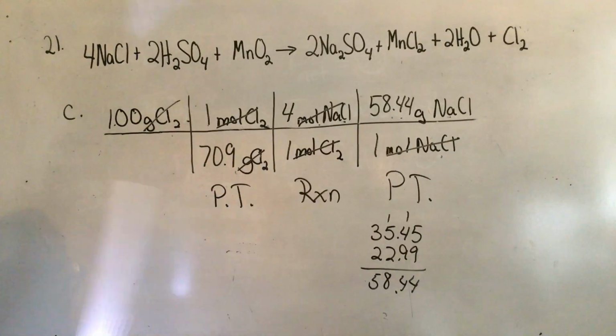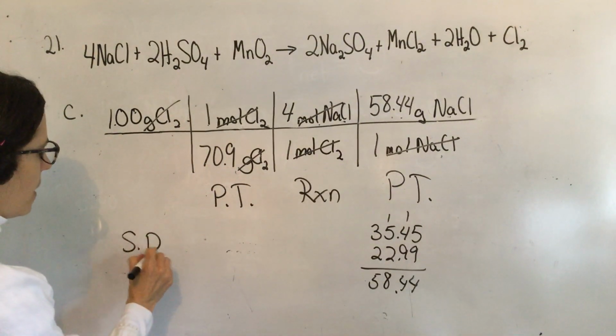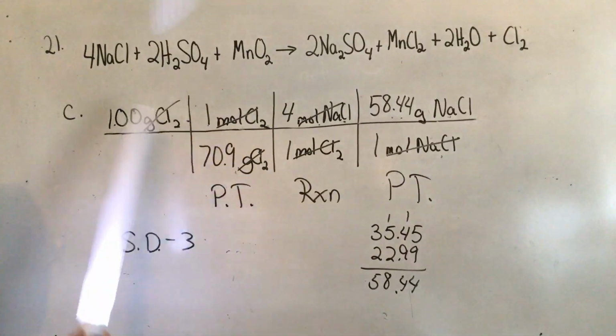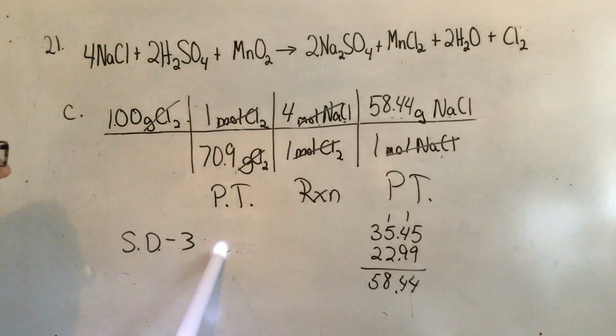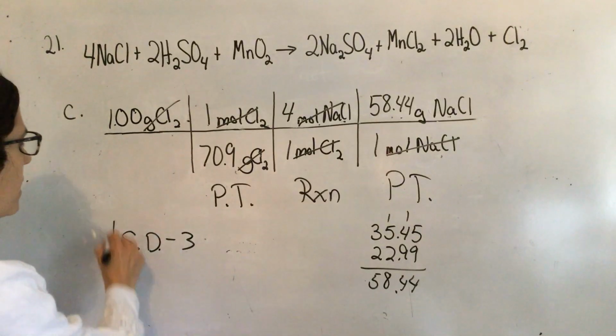Now, how many significant digits in this one? Well, the measurement was 1.00, so the significant digits in this case are 3.